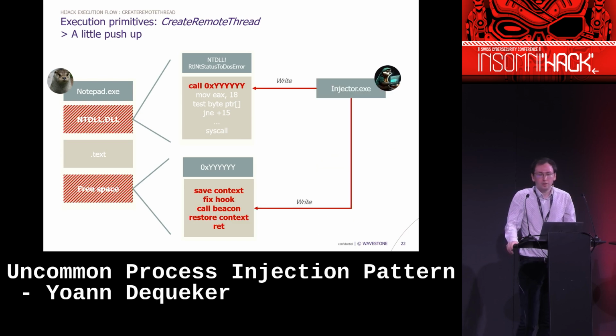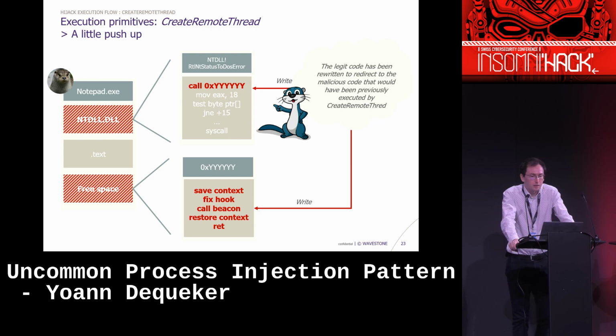What we will do is that our malicious payload, our injector, will start patching a function in ntdll.dll by modifying one of the instructions, and it will call the address where our payload has been written. So in fact, this call to the address will replace our CreateRemoteThread.